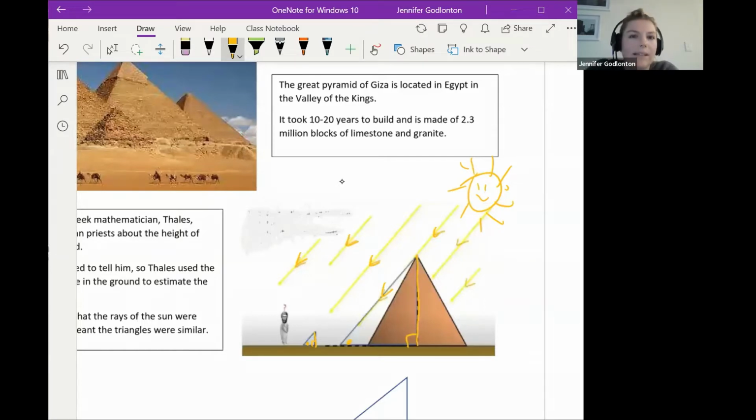What does it mean if I say that triangles are similar to each other? Can someone give me an answer for that? What does it mean if triangles are similar? So congruent would mean that they are exactly the same in every way. So these aren't congruent because otherwise he would be dealing with a very, very, very big triangle.